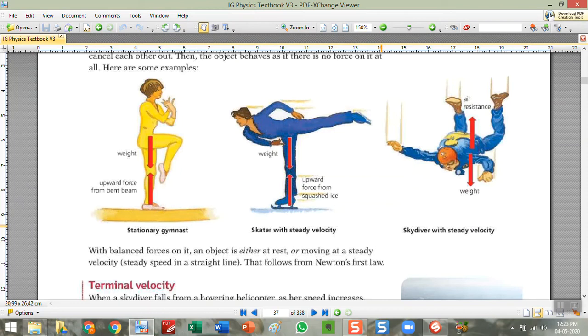If we look at the ice skater, which has a similar pose, he is actually moving, but his weight and the force from the squeezed ice are equal. And if he's continuing to move at a steady speed, that means there is no friction between the ice and the skates. We know that's not technically completely possible, but in this picture we assume there's no friction, therefore he can move with a steady speed. And then lastly, we have the skydiver. When the air resistance, the air pushing up, is equal to the weight, we reach what we call terminal velocity.